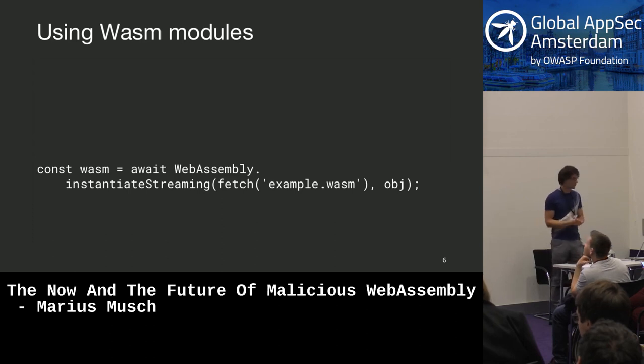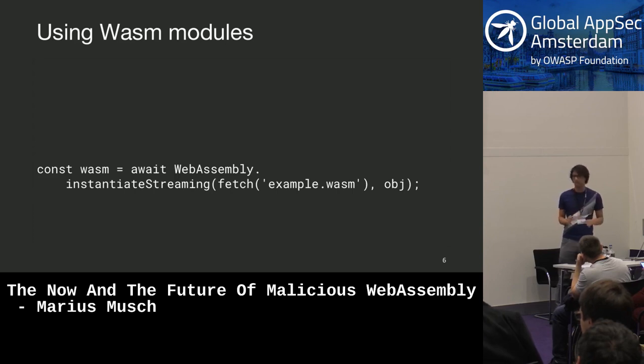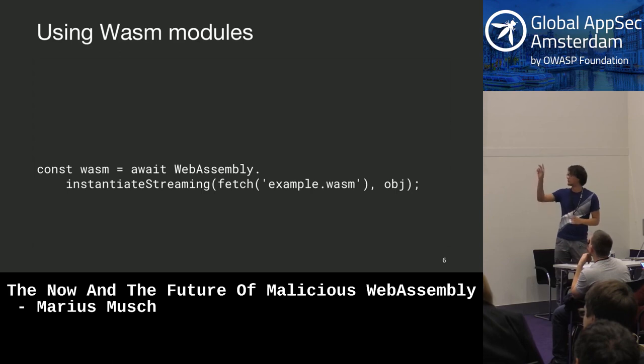So I don't want to go into the WebAssembly modules and the structure and everything. I only want to show you how you would use it from JavaScript. In this case, we assume you already have your WASM file on the server. WASM is just the extension for WebAssembly. And you already have it on the server, and you now want to run the thing in the browser.